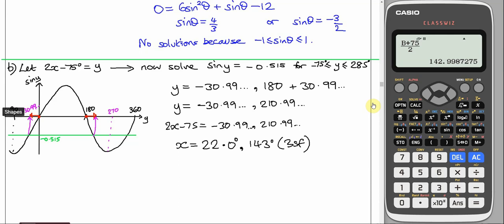And that is part B done. Remember, you check your answer by putting those answers into the original question. And if the equation works, then you know they are correct.